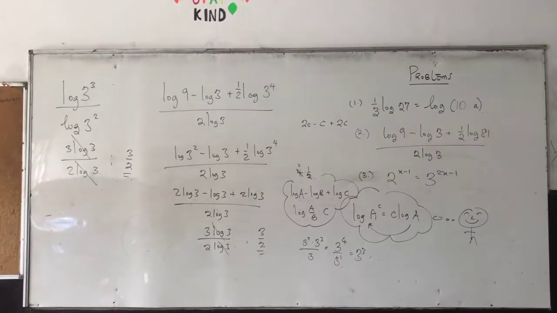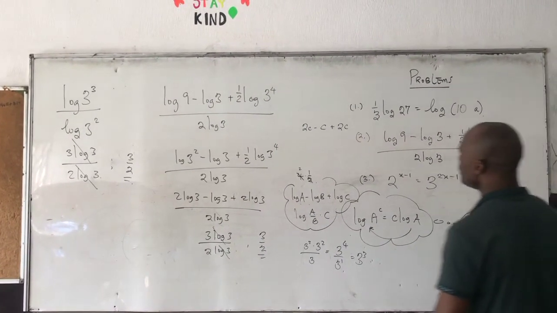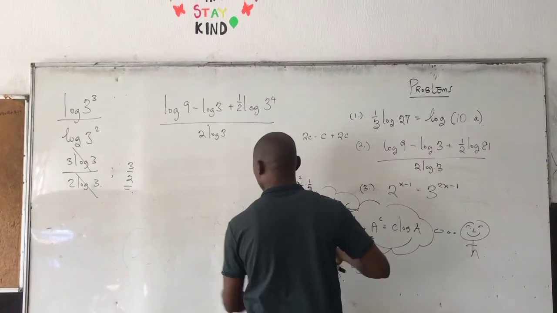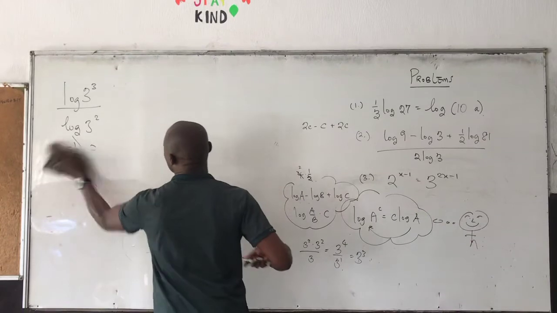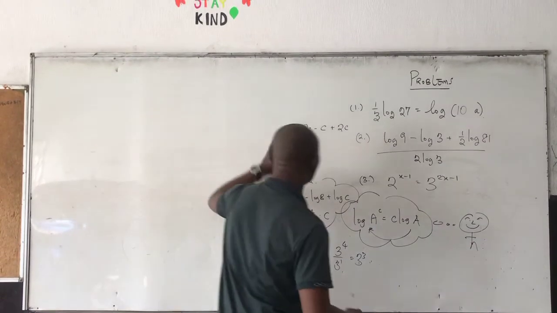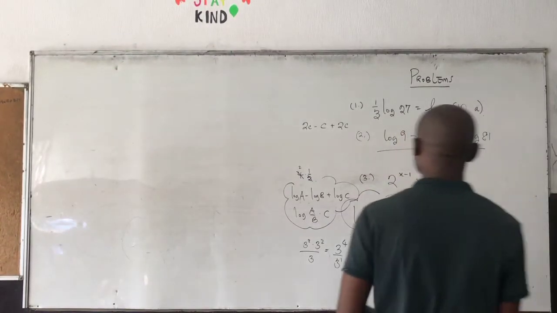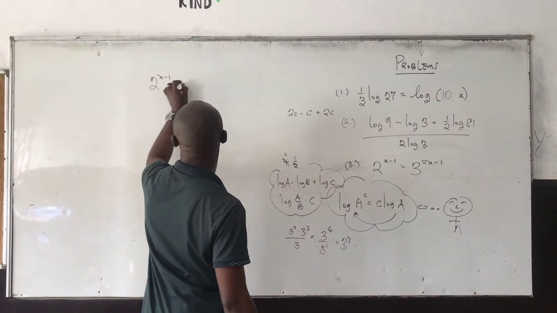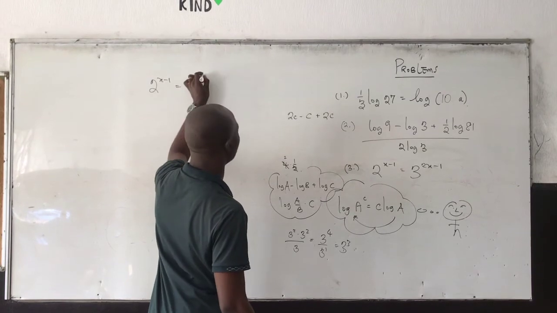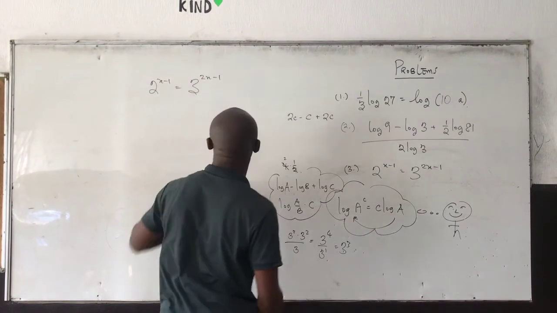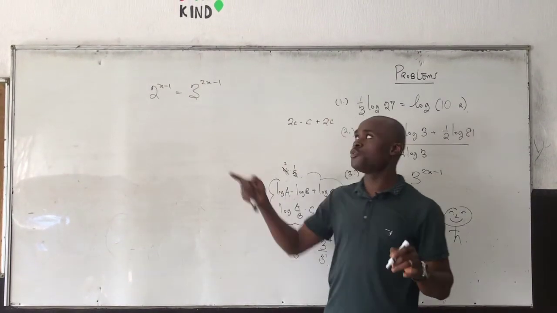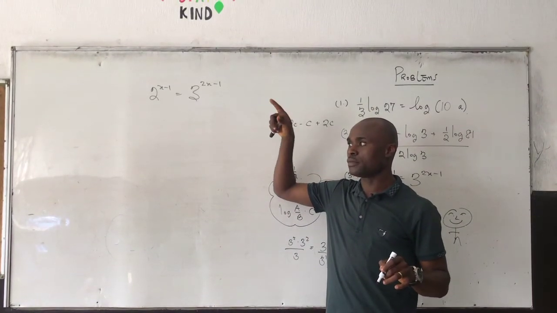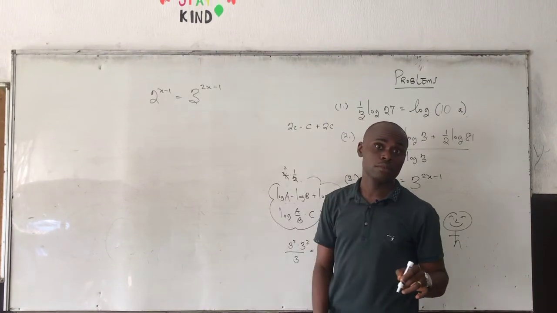So I round up the video by tackling the last problem. So you can always pause the video and check out the solutions. The last problem here, we have 2 raised to the power of x minus 1, and that is equal to 3 raised to the power of 2x minus 1. So we cannot use the principle where we reduce this and cancel out the bases here because the bases are not similar. The bases are not similar.